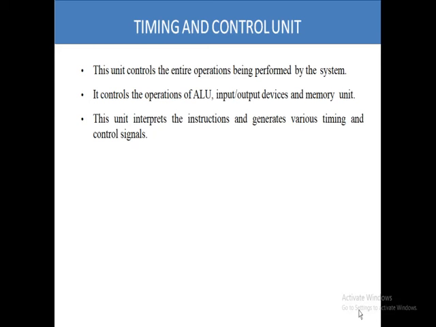If the user needs to read data from the memory, then it generates the control signal named memory read. If the processor needs to write data to the output device, then it generates the control signal named IO write. So it writes to the output device. Likewise, it generates the control signals.